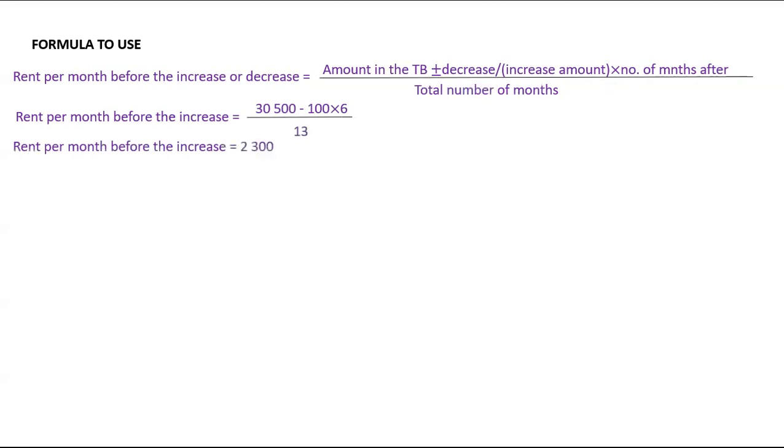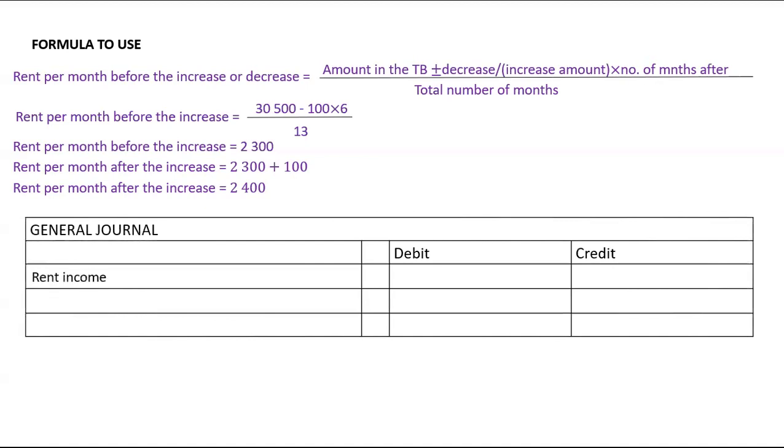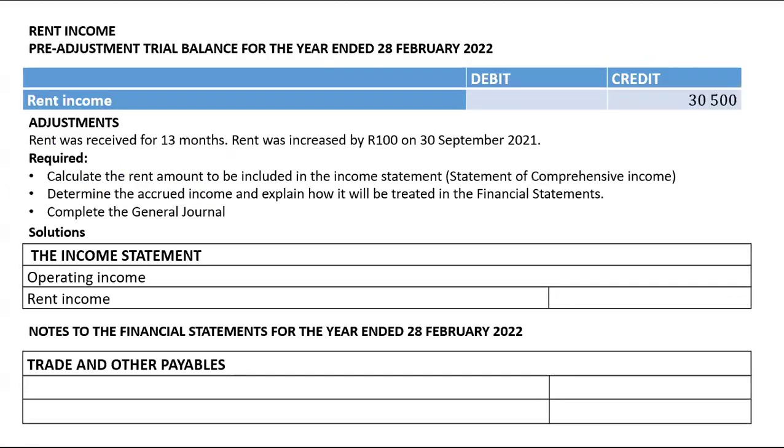This will give you 2,300, which is the rent per month before the increase. After the increase, it'll be 2,400. So rent for March was 2,400. We need to reduce our rent income by the rent for March by debiting rent income and crediting income received in advance, which is a liability. We received it, but we did not earn it. In our income statement, we're going to take our rent income of 30,500 and minus 2,400, which will give us 28,100. That 2,400 is basically our income received in advance.